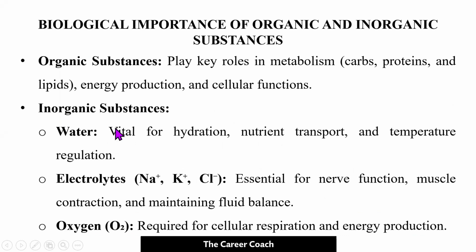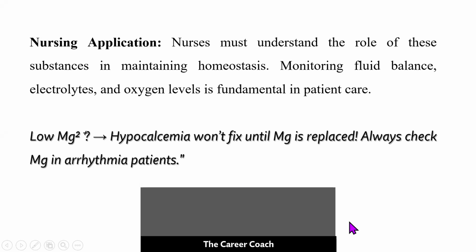Inorganic substances such as water, electrolytes, and oxygen. Water is vital for hydration, nutrient transport, and temperature regulation. Electrolytes such as potassium ion, calcium ion, and the chloride ion are essential for nerve function, muscle contraction, and maintaining of fluid balance. Oxygen, on the other hand, is an inorganic substance. It is required for cellular respiration and energy production.